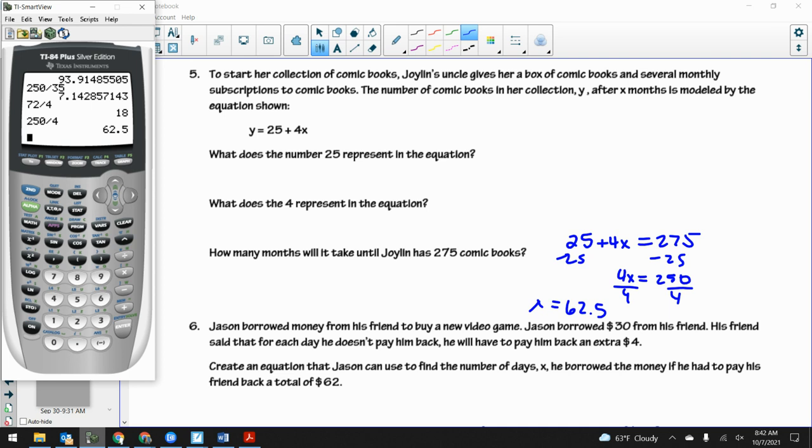Okay, so 62.5. Now, that means at 62 months, will she have 275 comic books? No. At 62 and a half months, will she have 275? No, they're not going to send you a half month subscription of comic books. It's coming at 1 month at a time. So, what's my true answer here? 63 months.